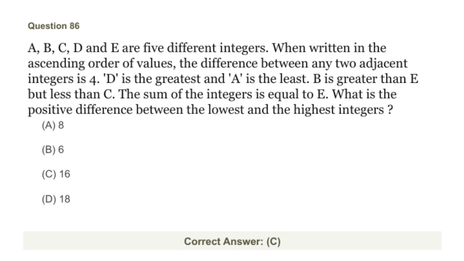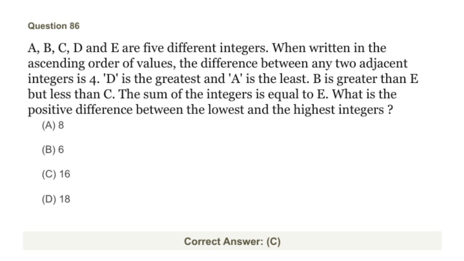Let's analyze this problem carefully. We have 5 different integers named a, b, c, d, and e when we list them in ascending order. The difference between any 2 adjacent numbers is consistently 4. Since d is the greatest and a is the least, we can imagine the sequence as a, then b, then c, then d, then e, with each step increasing by 4.